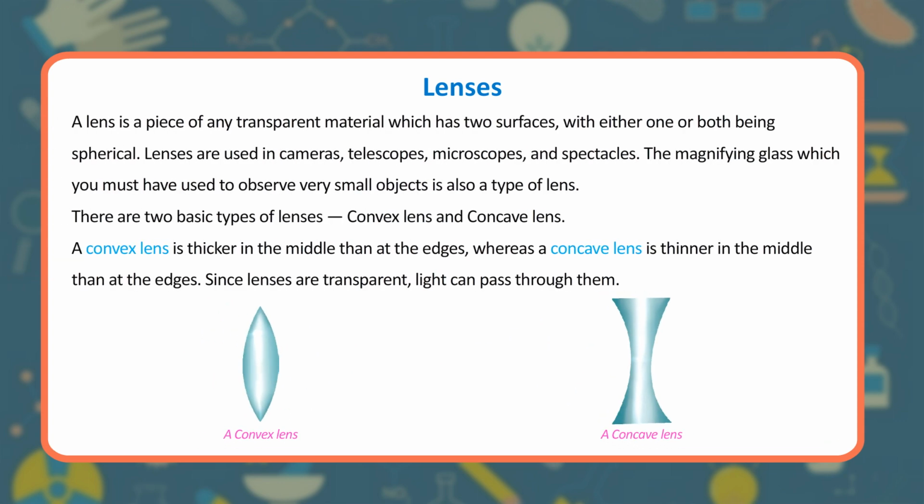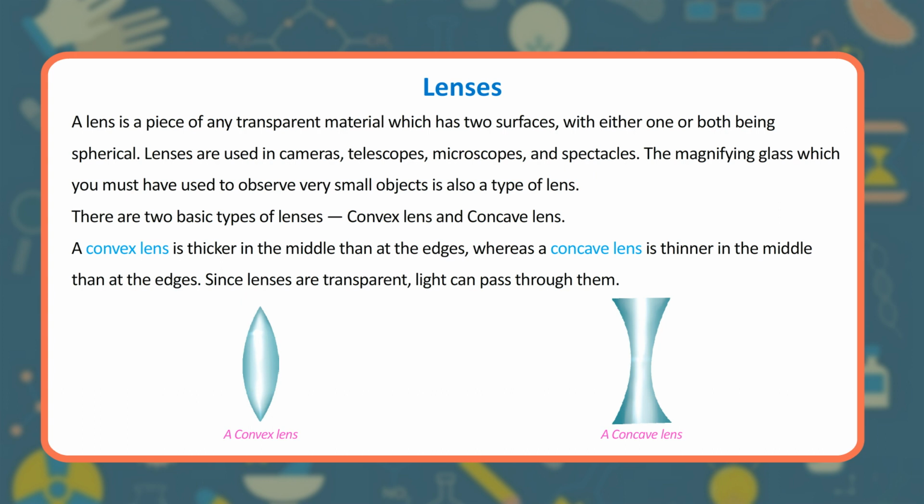A lens is a piece of any transparent material which has two surfaces, with either one or both being spherical. Lenses are used in cameras, telescopes, microscopes, and spectacles. The magnifying glass which you must have used to observe very small objects is also a type of lens. There are two basic types of lenses, convex lens and concave lens.